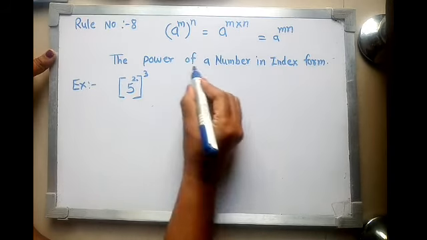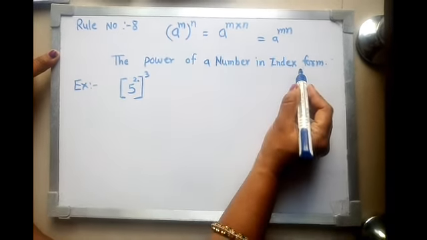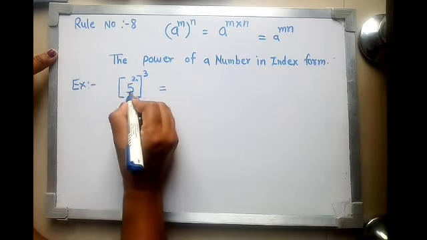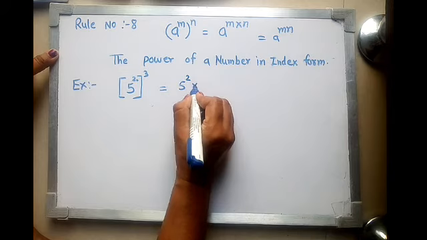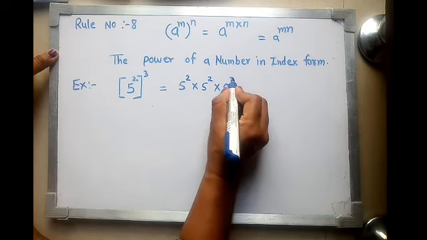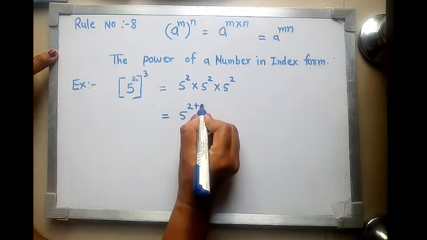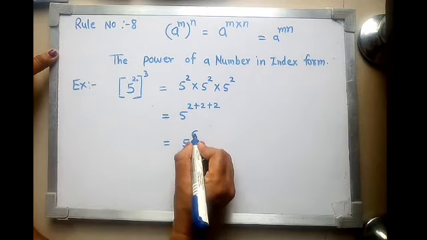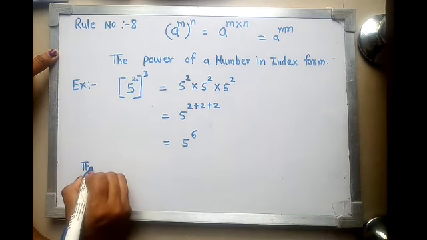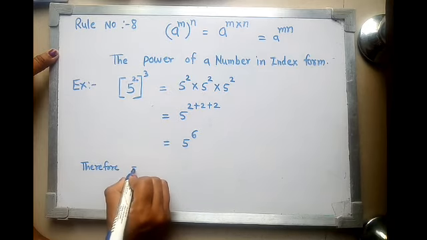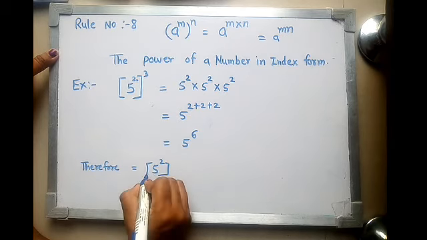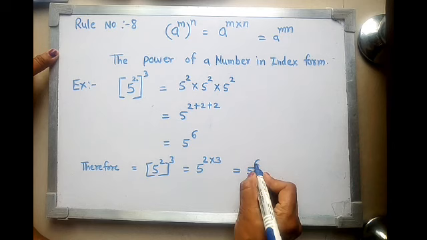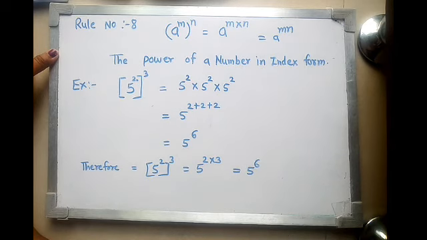Rule number 8: the power of a number in index form. (a raised to m) raised to n. For example, (5 raised to 2) raised to 3. 5 raised to 2, 3 times. 5 raised to 2 plus 2 plus 2, which is 5 raised to 6. Therefore, (5 raised to 2) raised to 3 is equal to 5 raised to 2 into 3, which is 5 raised to 6. Multiply the indices.